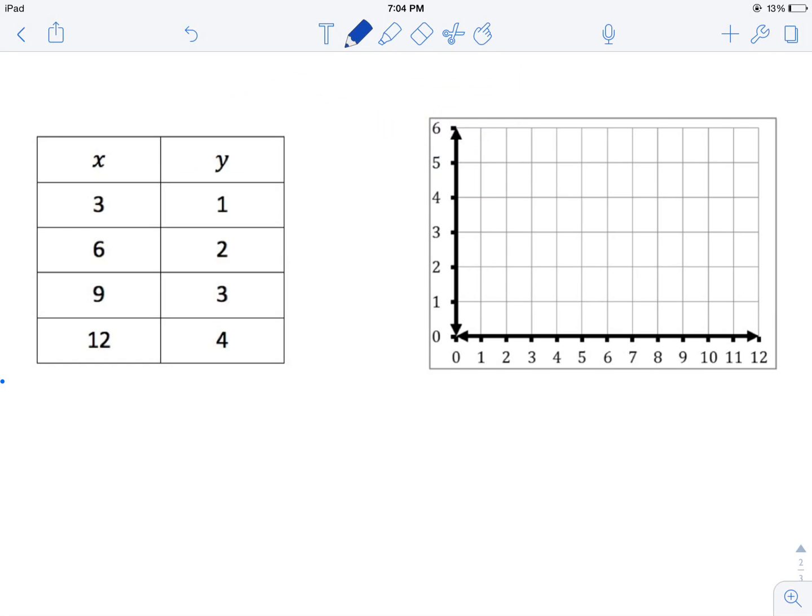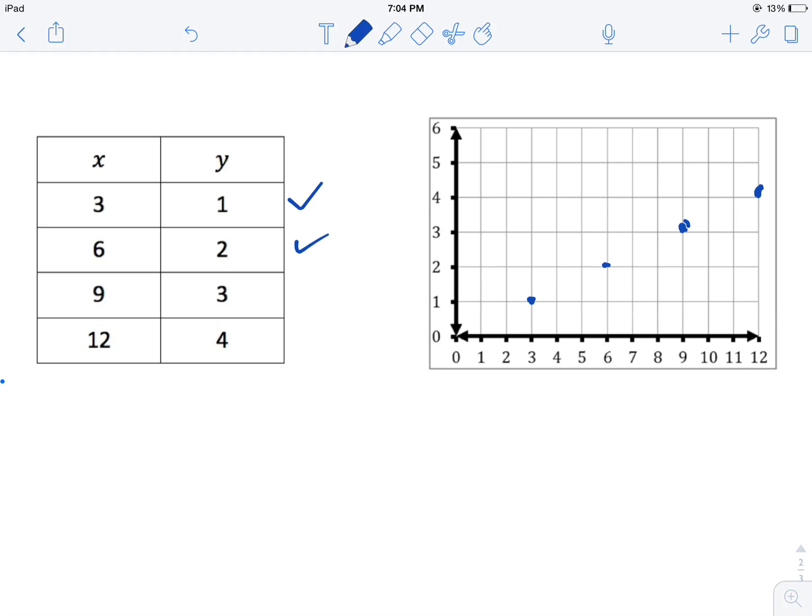We're going to graph this point right here, 3, 1. Put it right there. We'll graph the next point, 6, 2. 6, 2 is right there. The next point is 9, 3. That's x first, y second, and 12, 4. 12, 4 is right there.